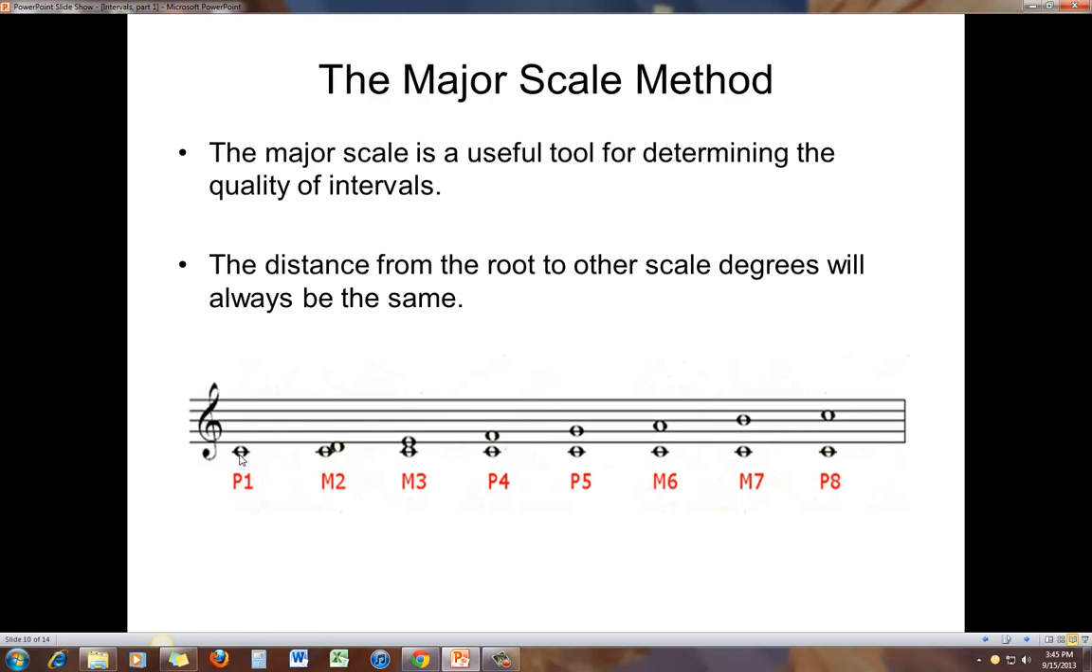From the tonic to the same tonic is a perfect unison. From the tonic to the supertonic, or the second degree, will always be a major second. Tonic to the third degree, always a major third. Tonic to the subdominant, perfect fourth. Tonic to the dominant is always a perfect fifth. Tonic to the submediant is always a major sixth. Tonic to the leading tone is always a major seventh. And the tonic to the octave of the tonic will always be a perfect octave, no matter what key you're in.